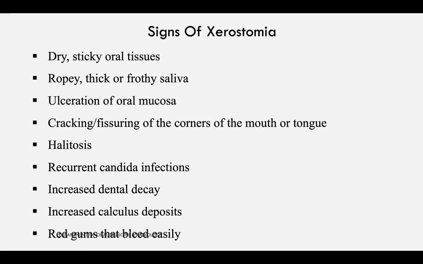Next come the signs of xerostomia, which include dry, sticky oral tissues, ropey, thick or frothy saliva, ulceration of oral mucosa, cracking or fissuring of the corners of the mouth or the tongue, halitosis, recurrent candidal infections, increased dental decay, increased calculus deposition, and red gums that can bleed easily.